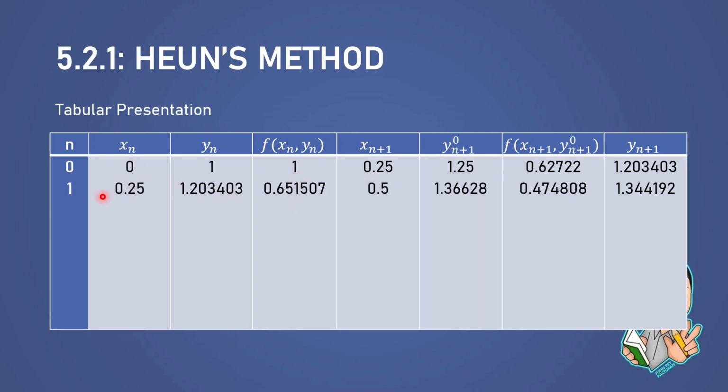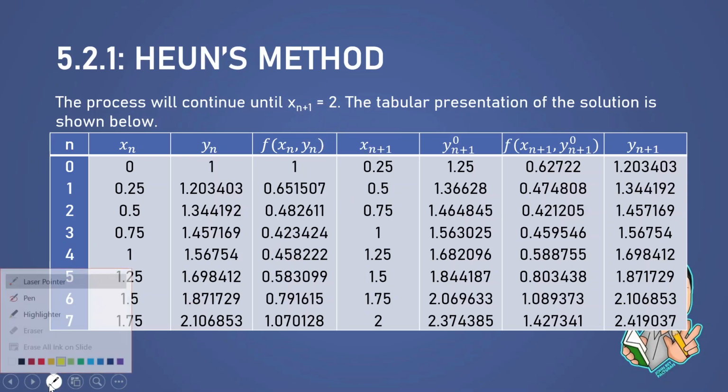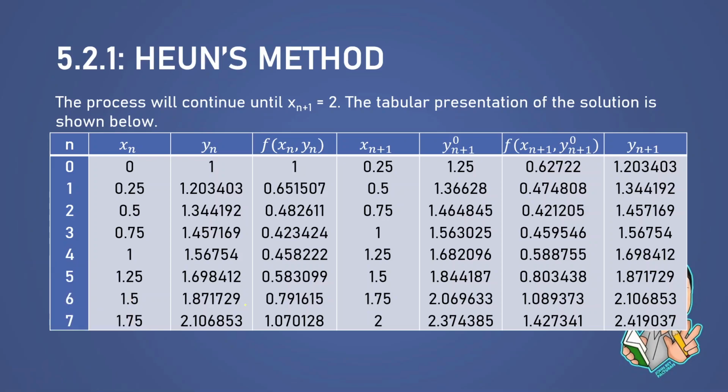Again, mas maganda if present nyo siya using the tabular solution. So, di ba as you can see, ito yung 0.25, and ito yung 1.203403, sorry. Now, class, mahaba-haba pa to kasi ang goal natin is makuha natin yung x, dito sa point na to, maging 2 siya. Okay? Kaya lang, hindi ko na ipapakita yun kasi baka mag-isang oras yung lesson natin dito. So, ipapa-flash ko na lang yung kumpletong table. The process will continue until yung x sub n plus 1 is equal to 2.